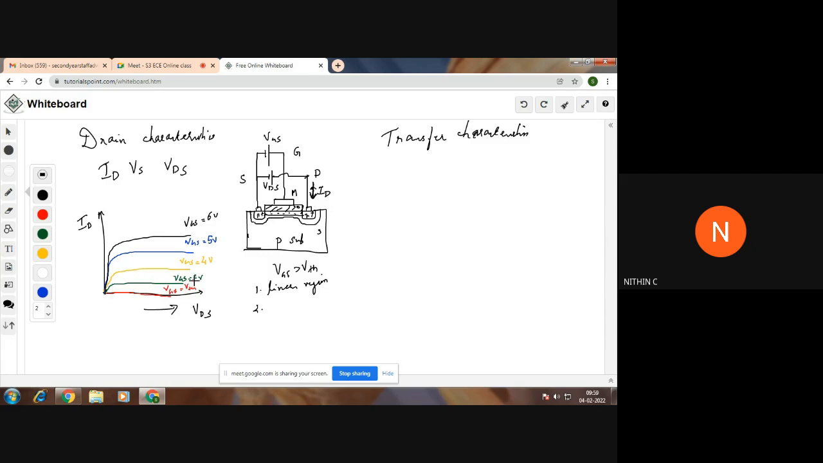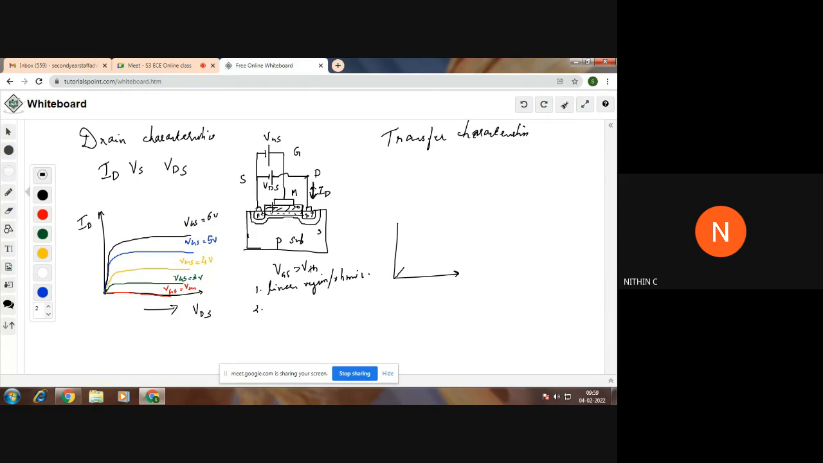When VGS is increased above VTH, we are having current. And what happens to the current when the voltage VDS is increased? Initially, when the voltage VDS is increased, there will be an increase in the current. There will be an increase in the current linearly, and that particular region is called the linear region or the ohmic region. So after that, what happens?